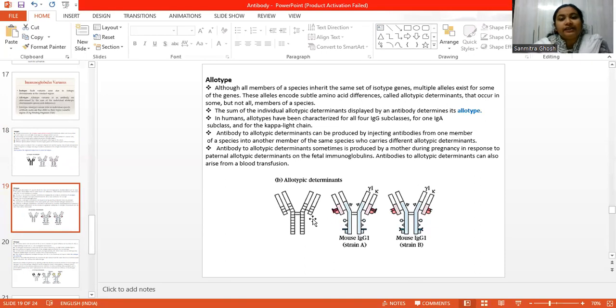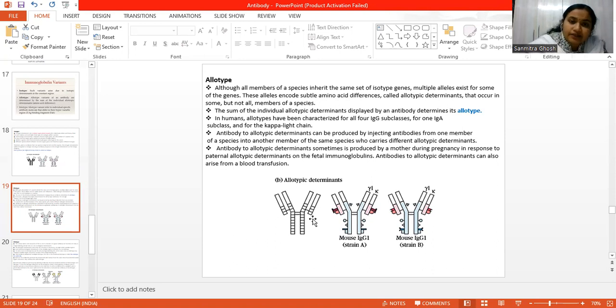And in humans, allotypes have been characterized for all 4 IgG subclasses. We know that immunoglobulin G can be IgG1, IgG2, 3, and 4, of which we have seen that most of the immunological activities are mainly carried out by IgG1, 3, and 4. Right? The same type of allotypic variation has also been observed for one IgA subclass and also for the kappa light chain. That means for these polypeptide sequences, we have multiple alleles which are encoded in different members of the same species.